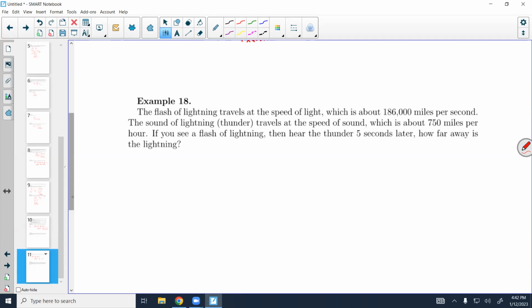Next, it says the sound of lightning, thunder, travels at the speed of sound, which is about 750 miles per hour. If you see a flash of lightning, then hear the thunder 5 seconds later, how far away is the lightning? Does anybody know the answer? An old wives' tale. So it's traveled 750 miles per 1 hour.